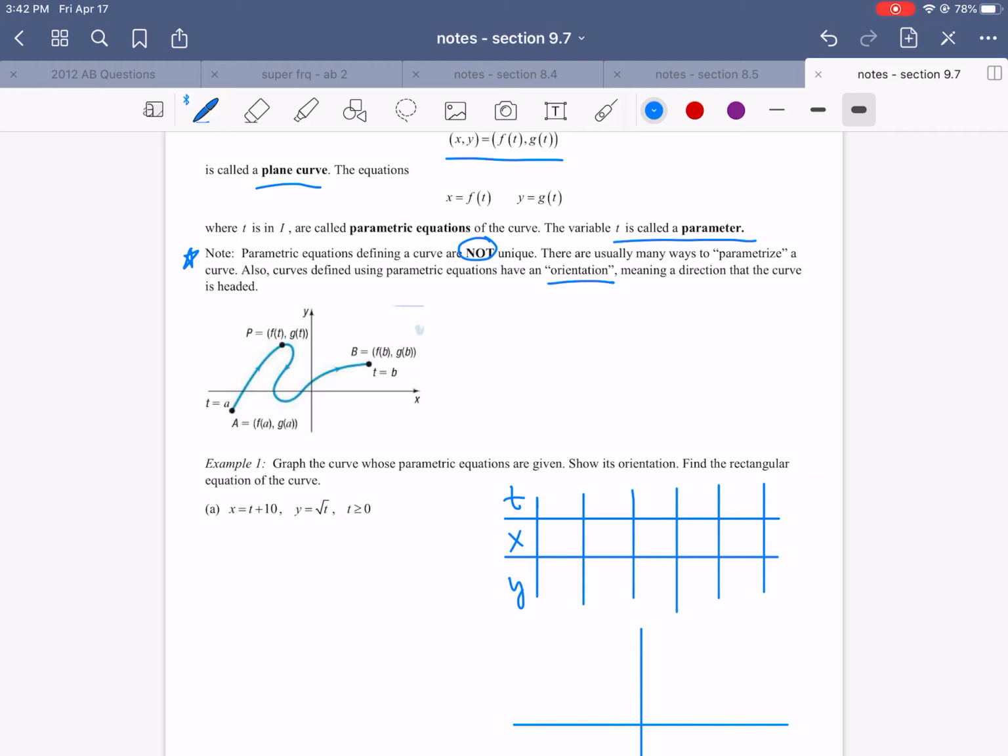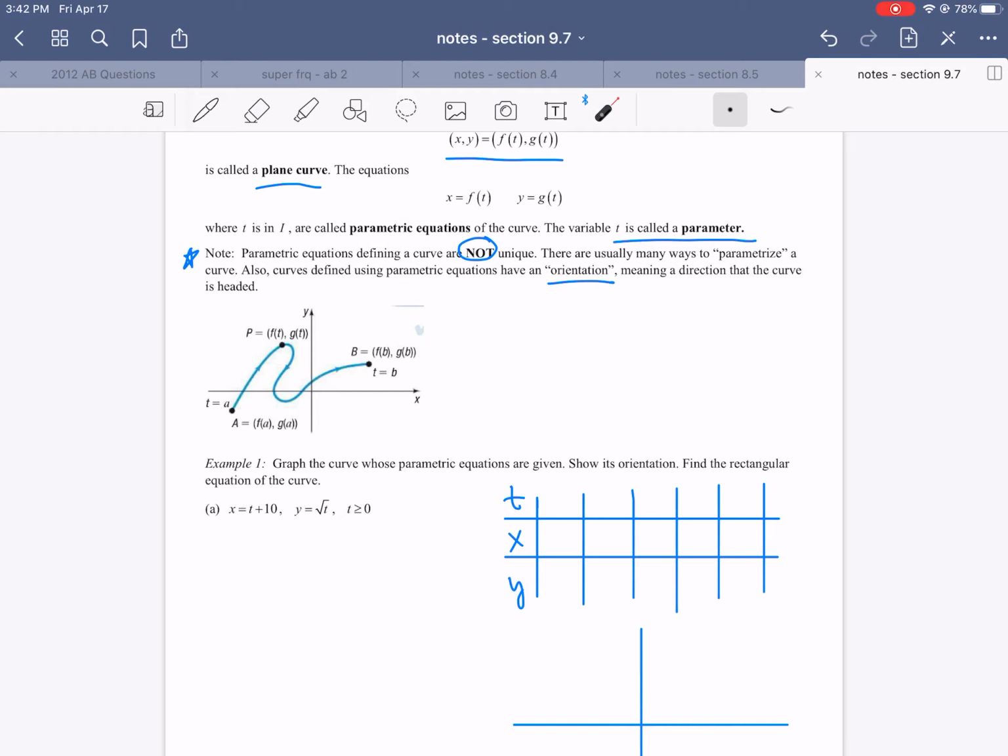So a basic example through this picture here, if we start at t is equal to a, to figure out what the point is where t is equal to a, we would plug a into our function f of t, that would give us our x-coordinate, and we would plug a into our g of t, that would give us our y-coordinate. We keep plugging in values for t, and that's how we get these points. And you can see that we're riding along this curve in this orientation.